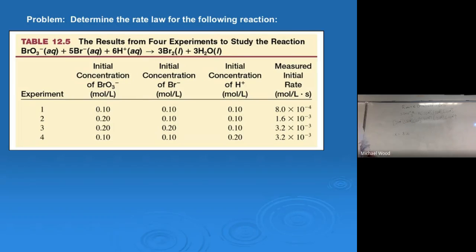Okay, now the units. So here's molarity per second. So I'm just going to write this out. So I have molarity, and then molarity squared. So molarity times molarity. So what that does then is this cancels out. And what that leaves me is 1 over molarity cubed times seconds.